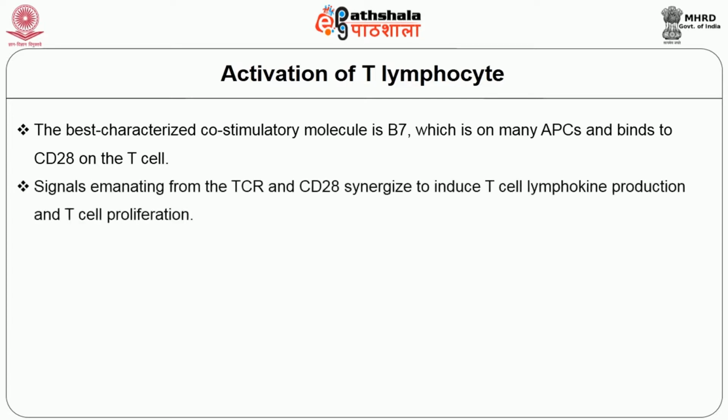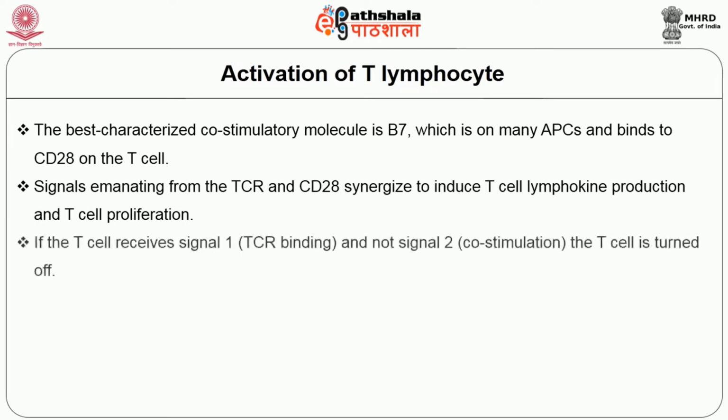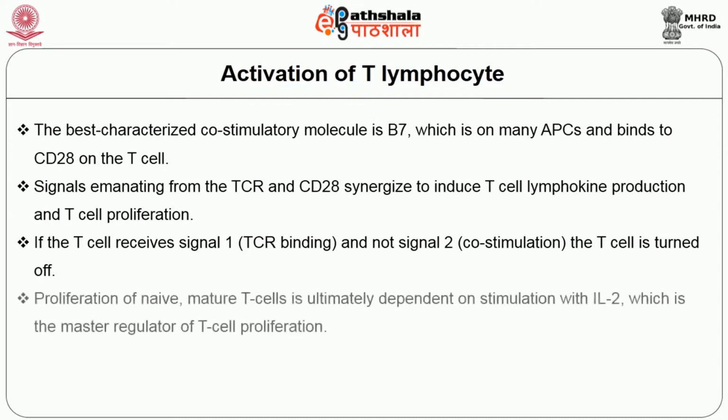Signals emanating from TCR and CD28 synergize to induce T cell lymphokine production and T cell proliferation. If the T cell receives signal 1, that is TCR binding alone, and not signal 2, that is co-stimulation, the T cell will not be turned on. Proliferation of the naive mature T cell is ultimately dependent on stimulation with interleukin 2, which is the master regulator of T cell proliferation.